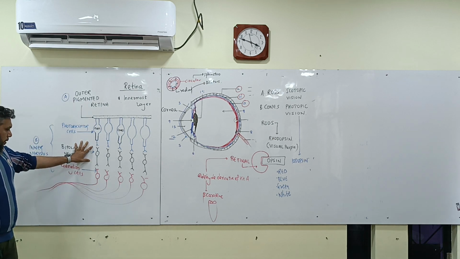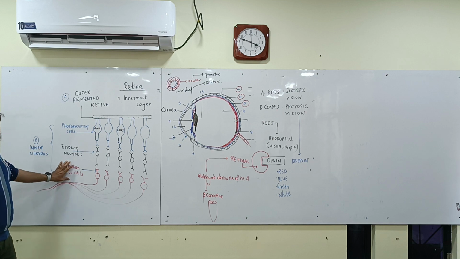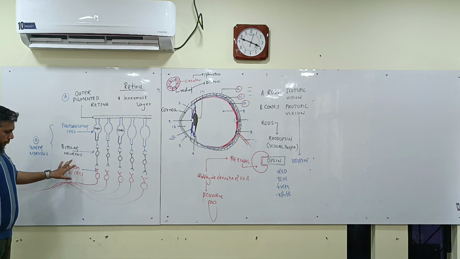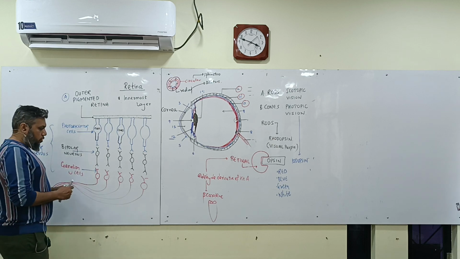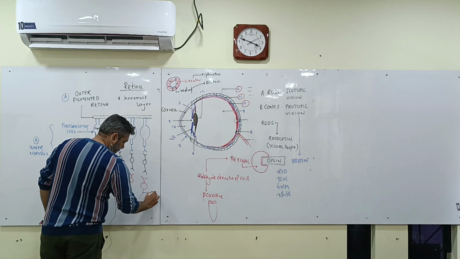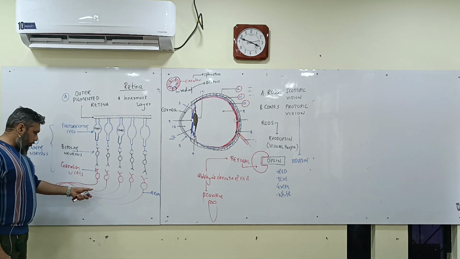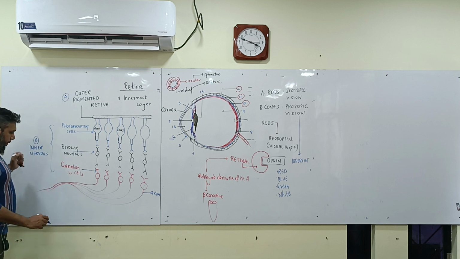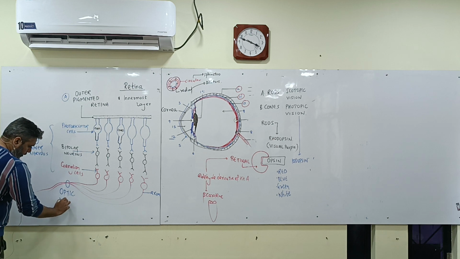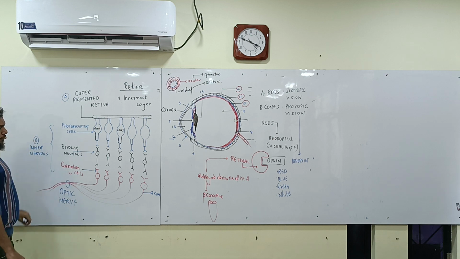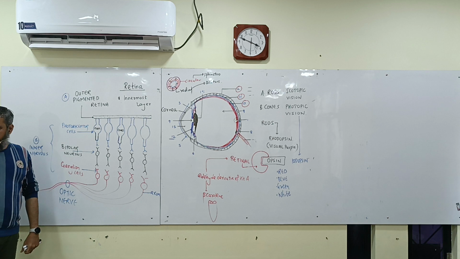Now these photoreceptor cells, they synapse with whom? Bipolar neurons. The bipolar neurons will synapse with whom? Ganglion cells. And look, these are the axons of the ganglion cells. Do you see the axons are coming together? And they result in the formation of a nerve over here. And what is that nerve called? Optic nerve. So the axons will come together to form the optic nerve. Clear everybody? Do you follow up to here?